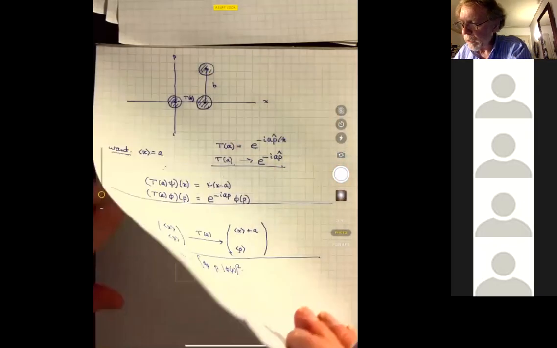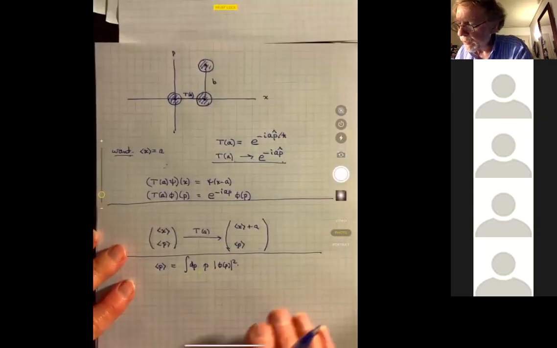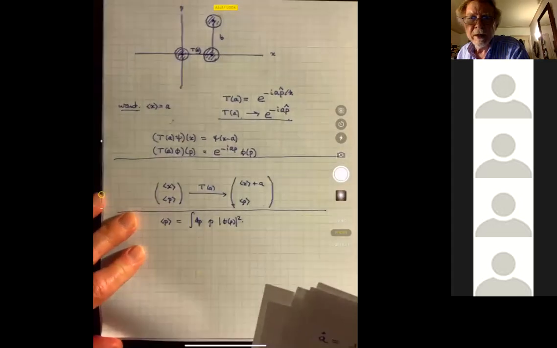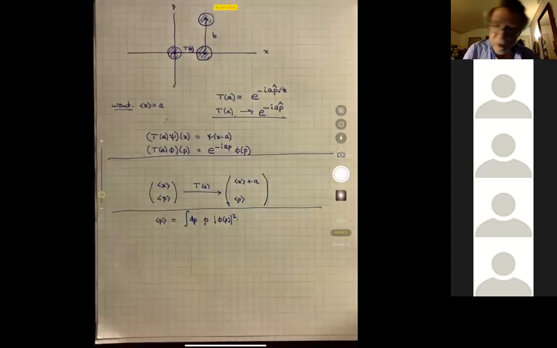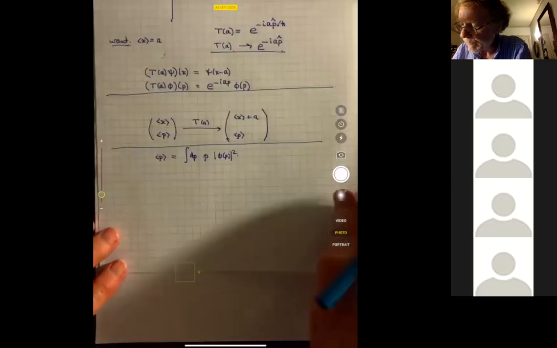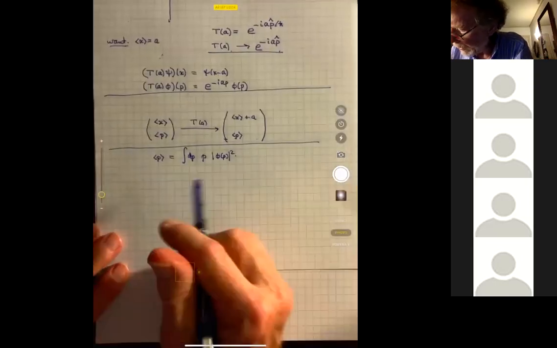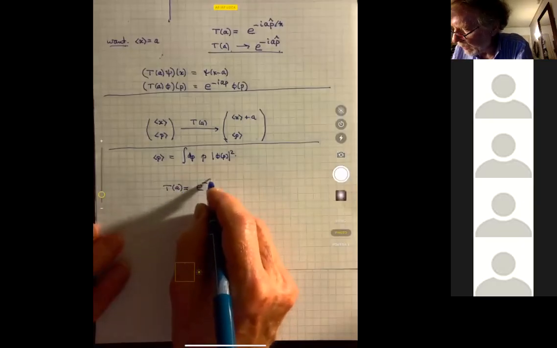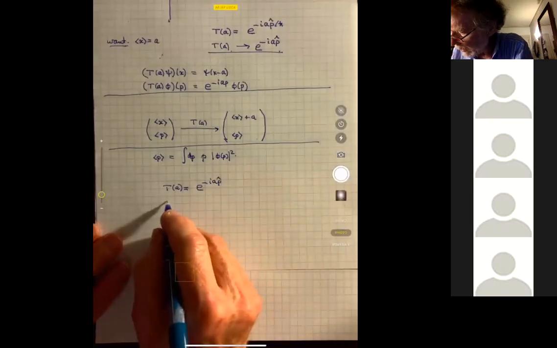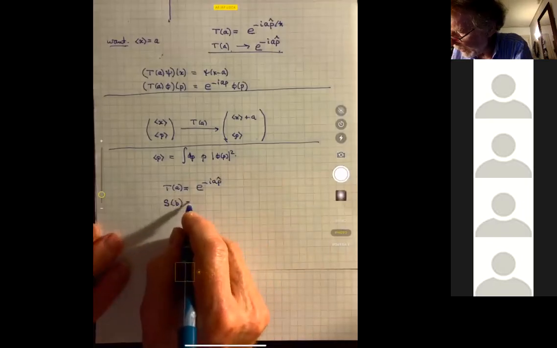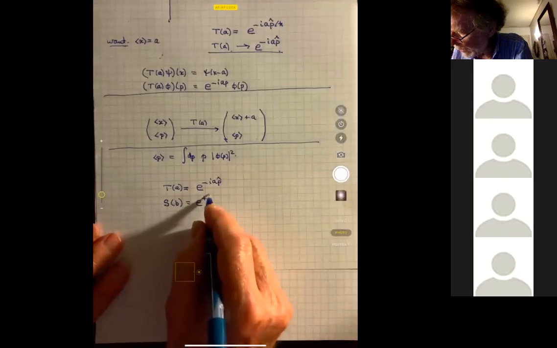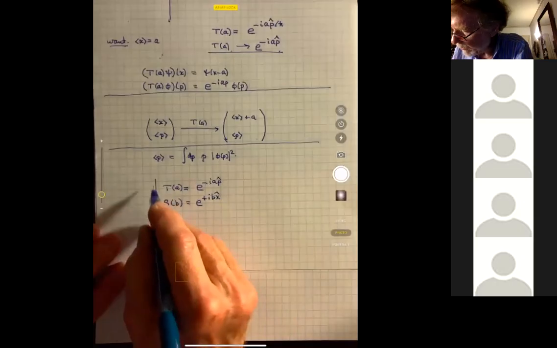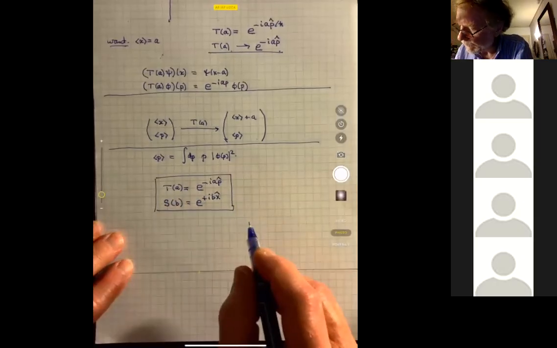Well, in addition to displacement operators in configuration space, I need displacement operators in momentum space. So let's do those. It's going to work like this. Let me repeat the definition here. T of A in configuration space is e to the minus I A P hat. Let's define an operator. Let me call it S of B. It's equal to e to the plus I B times X hat. This S of B turns out to be the translation operator in momentum space.